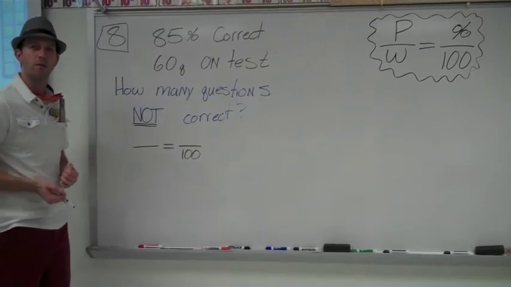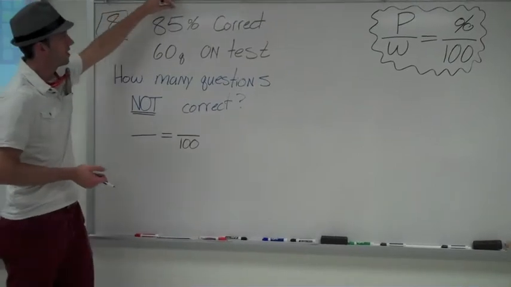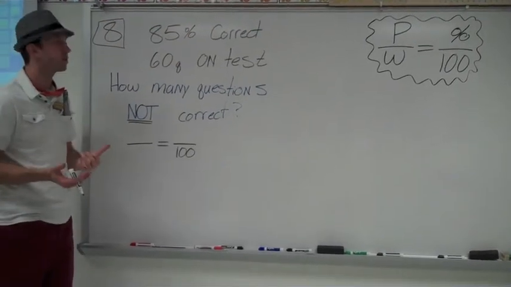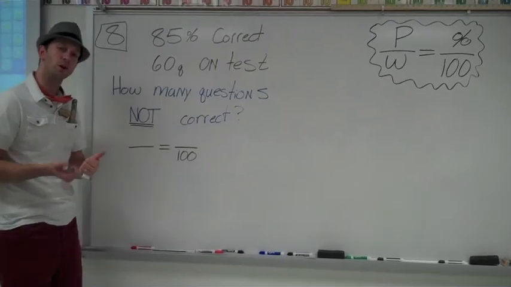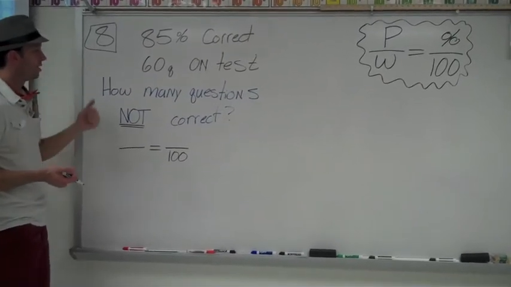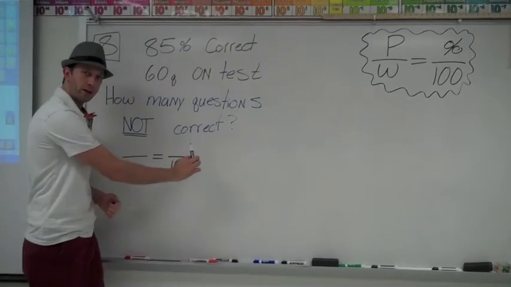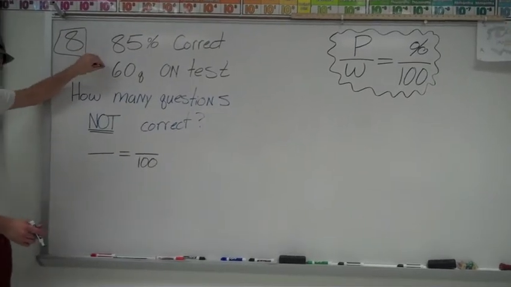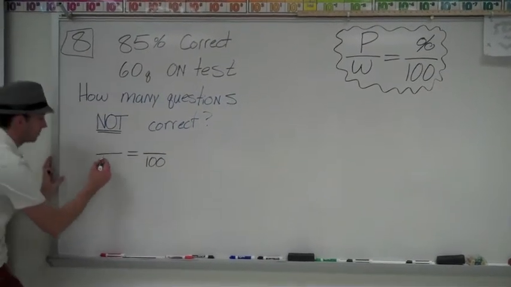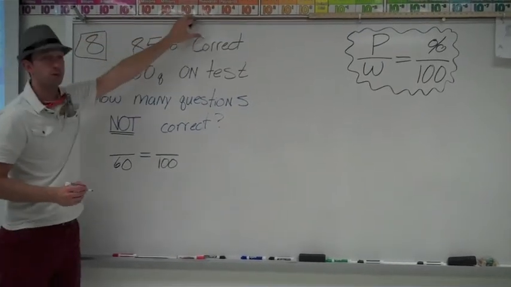If we read our problem about number 8, it's about a test, and on the test 85% of the questions were gotten correct, and there were 60 questions on the test. We want to use our percent proportion to solve for how many questions in the test were not correct. I'm going to go ahead and put in the numbers I know. I know that the whole number of questions was 60. I also know that 85% were correct.